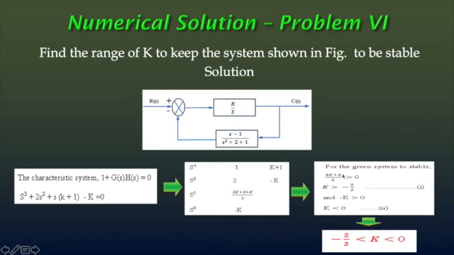For a stable system, this is obviously positive, so greater than 0. Then find k, and similarly write down greater than 0 for the positive value. Then minus 2 by 3 is greater than k, and k is less than 0. This is the range of k for a stable system.